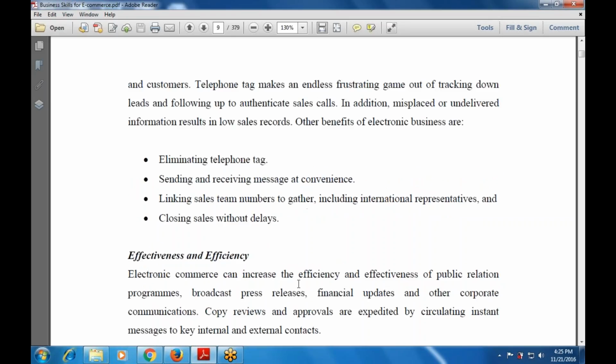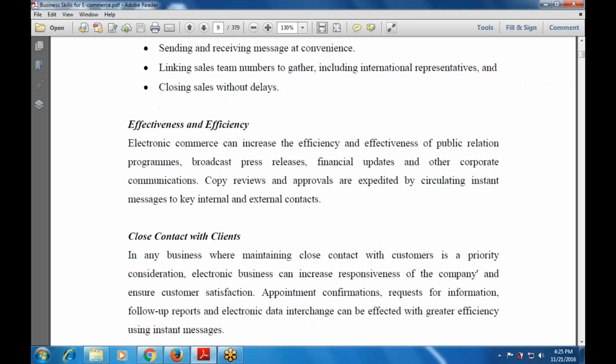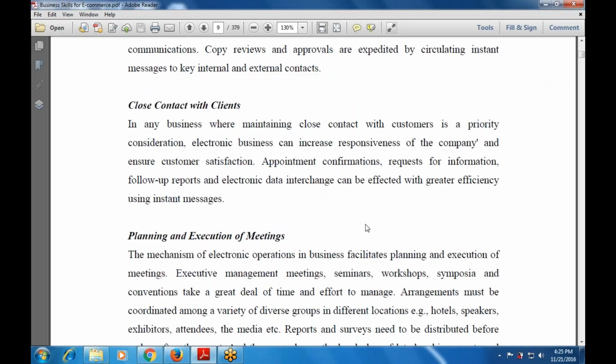The next one is effectiveness. Yeah, this is a very effective method. Then efficiency. Then close contact with the clients. We can make close contact with the client with the use of electronic commerce, with the use of e-services. Then planning and execution of the meetings.